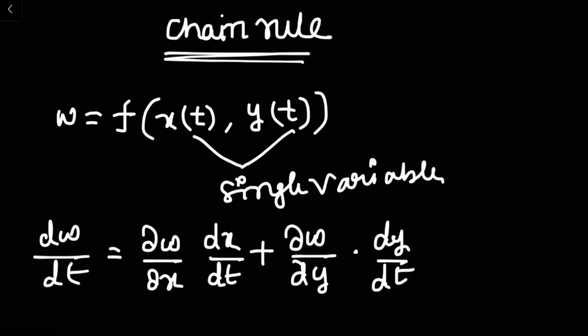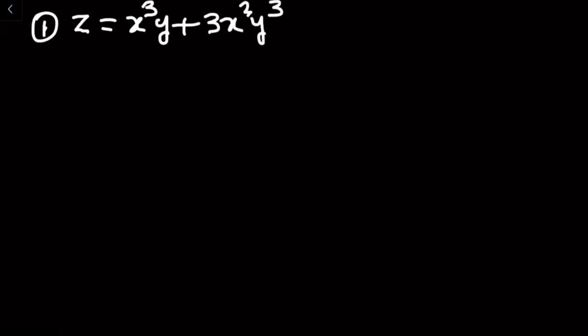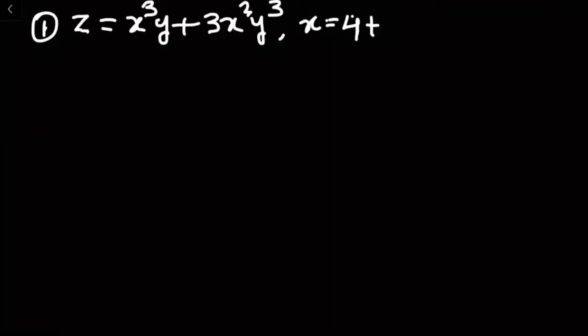To understand this formula better, we'll solve some problems regarding the chain rule of partial derivatives. First, we will solve with respect to one variable, and two variables, and three variables as well. Let us see the first problem. They are given the function z equals x cubed y plus 3x squared y cubed, and x is given as 4 plus t squared, and y is given as 5t cubed.